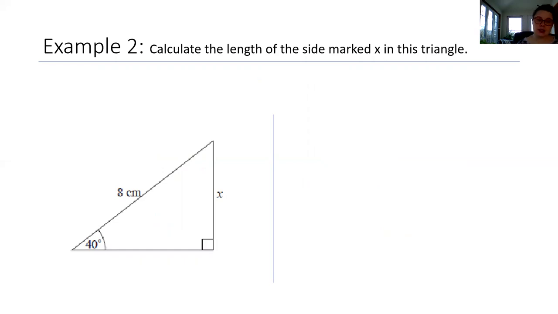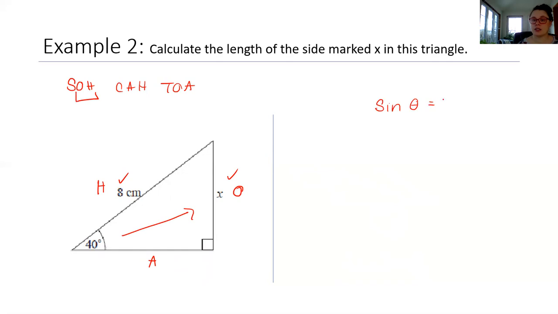This one says, calculate the length of the side marked X in this triangle. The first thing we want to do is label our sides. So we have hypotenuse, opposite, and adjacent. Which ratio will I need? Well, I have hypotenuse and opposite. Hypotenuse and opposite is the sine ratio. So the sine of our angle is equal to opposite over the hypotenuse. Fill in the values that you know. So we know the sine of 40 is equal to the opposite side, X, divided by 8.